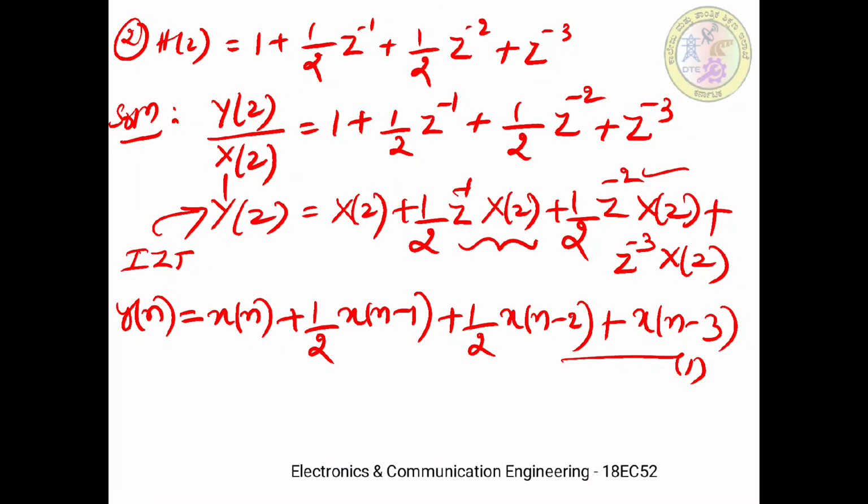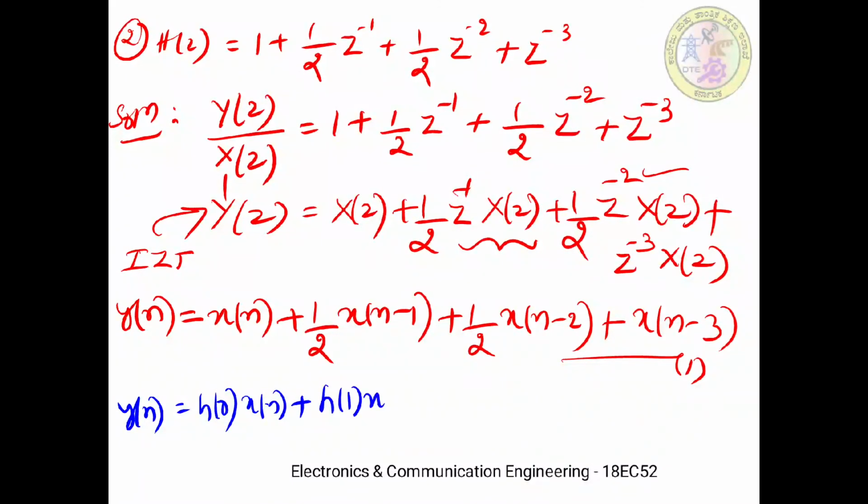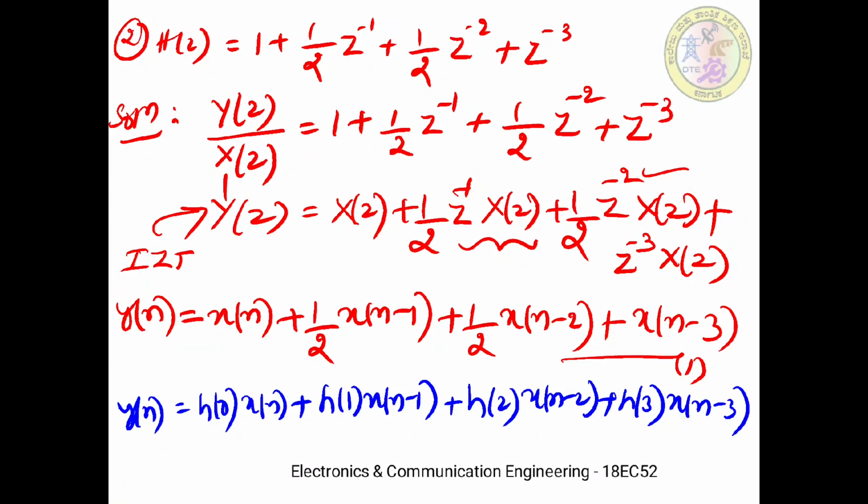So now this equation will be compared with the convolution sum equation. The convolution sum equation is y(n) equal to h(0) into x(n) plus h(1) into x(n minus 1) plus h(2) into x(n minus 2) plus h(3) into x(n minus 3). Okay, so as there are only 4 samples, let us stop here.